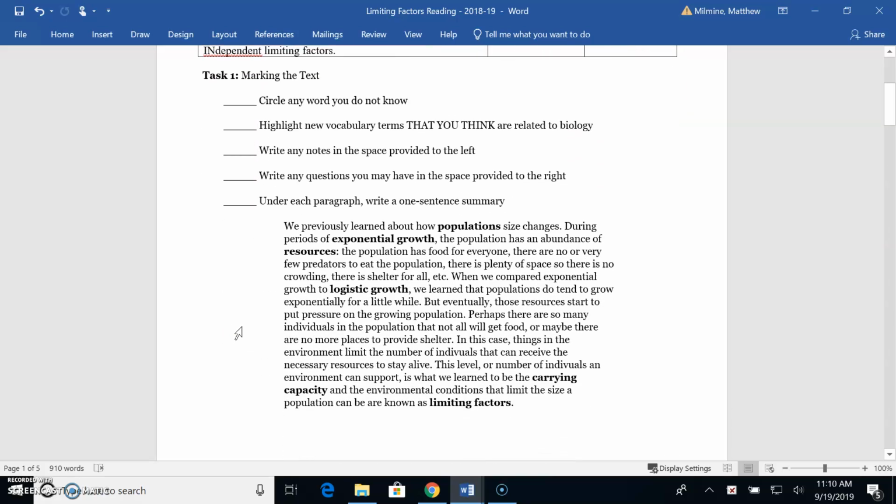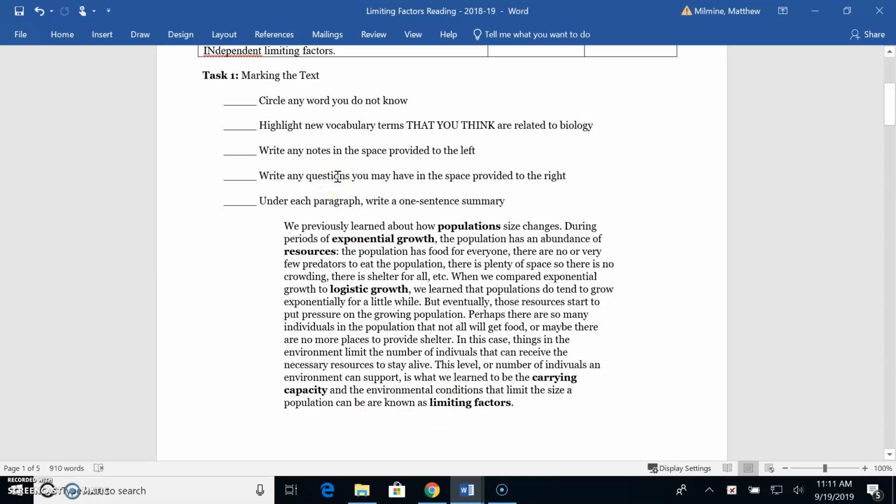So as we go through, we're going to be marking the text. We're going to be circling words that we don't know, highlighting new vocab terms that are related to biology. You'll want to take any notes you have for yourself on the left side, questions you may have over on this side, and underneath each paragraph a 1-sentence summary.